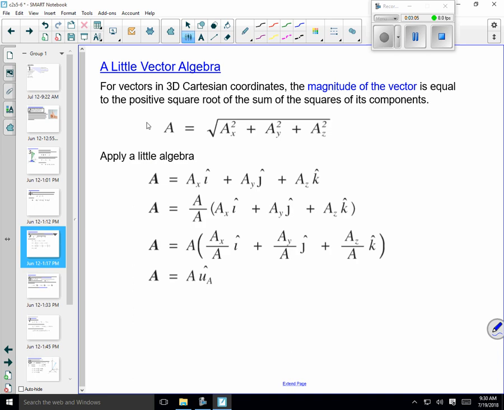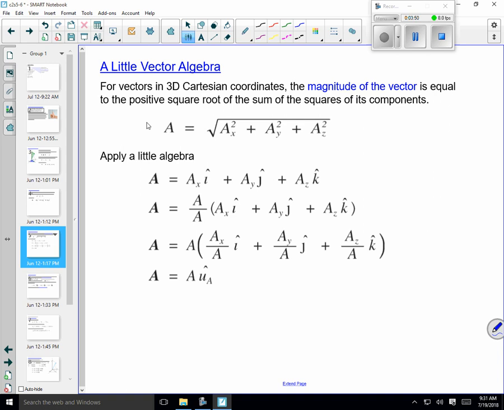I'll just start off by telling you that the magnitude of a vector in 3 dimensions is: I have to square each of those components, add them together, and take the square root. So now I just play a little games with algebra. I start off, I write A is equal to Ax i hat plus Ay j hat plus Az k hat. I really want to write this as a magnitude times a direction. So I'm going to multiply by the magnitude, but I can't just multiply by the magnitude. I can only multiply by 1. So I multiply by the magnitude divided by the magnitude, A over A, times what I just said.